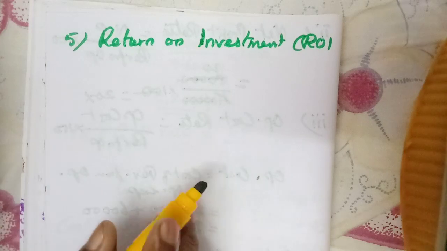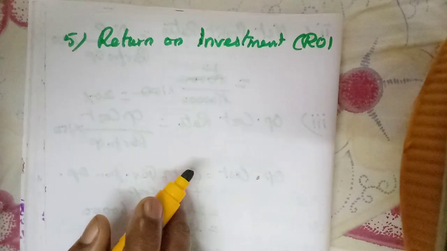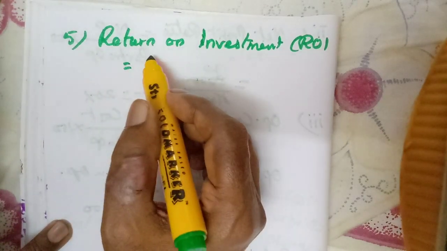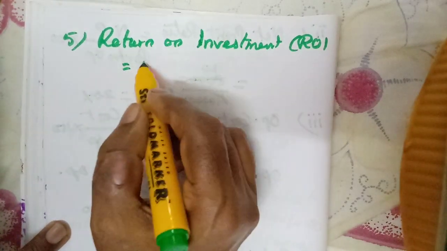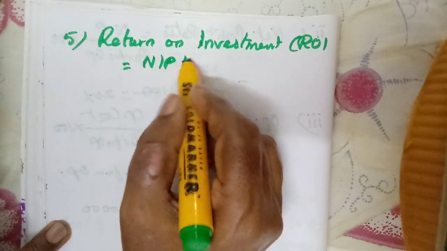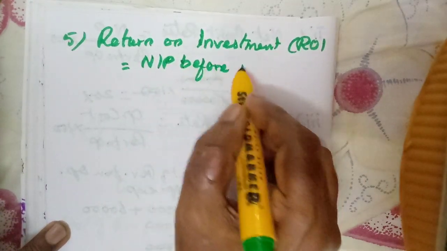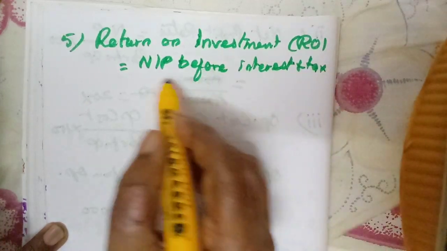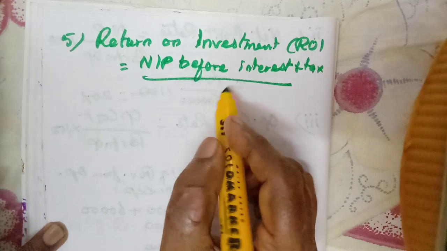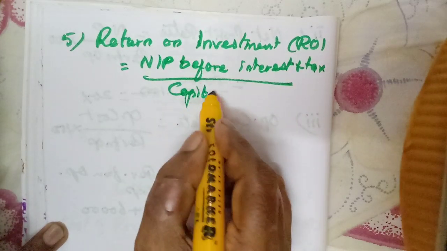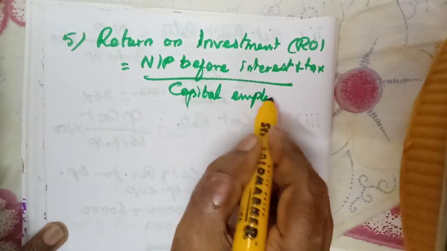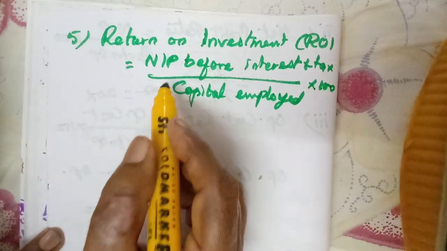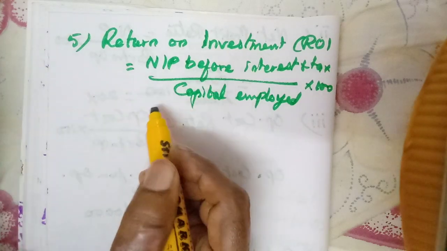ROI it is called, return on investment. You have to write the formula. Return on investment is equal to net profit before interest and tax divided by capital employed into 100. We will get the net profit before interest and tax easily.